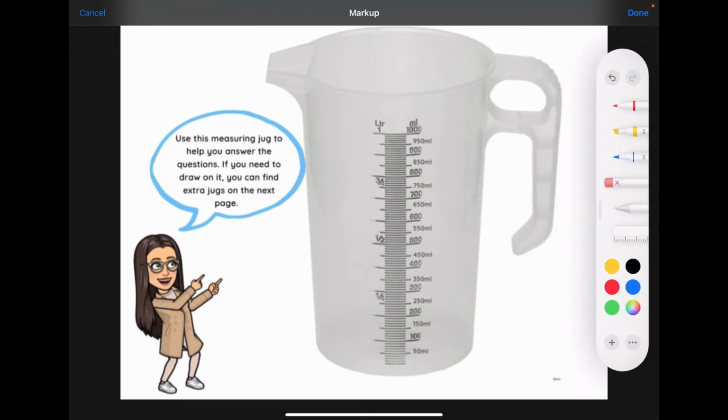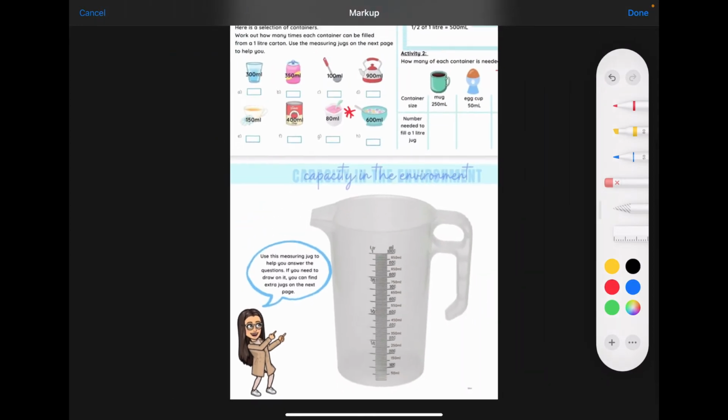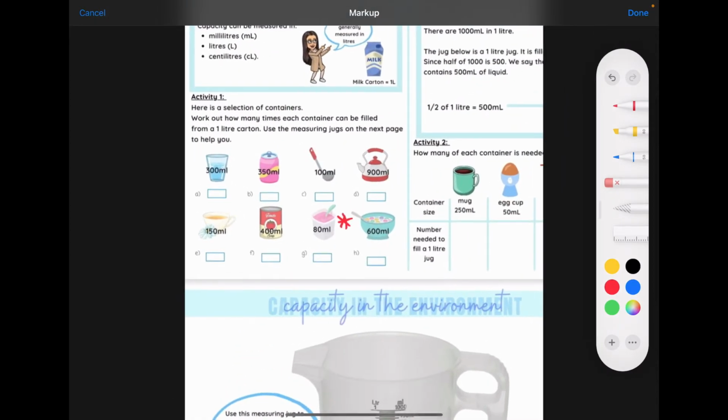Okay, let's look at the first container, which is the 300 ml container. We can see that this container here only has a capacity of 300 mils. That means that it can only hold 300 mils of liquid. So remember, capacity is all about how much liquid a container can hold. And this particular cup can only hold 300 mils.